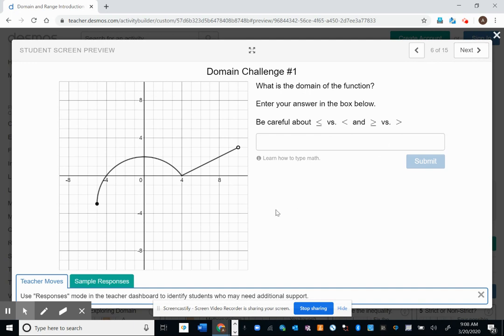This is an example of a piecewise function. It's a continuous piecewise function, but it has two different types. This looks like a circle followed by a line. Here, where x is equal to negative 5 is where the function begins, and it ends here where x is equal to 10. So that means that the x's are between negative 5 and 10, equal at negative 5, but not equal at 10.